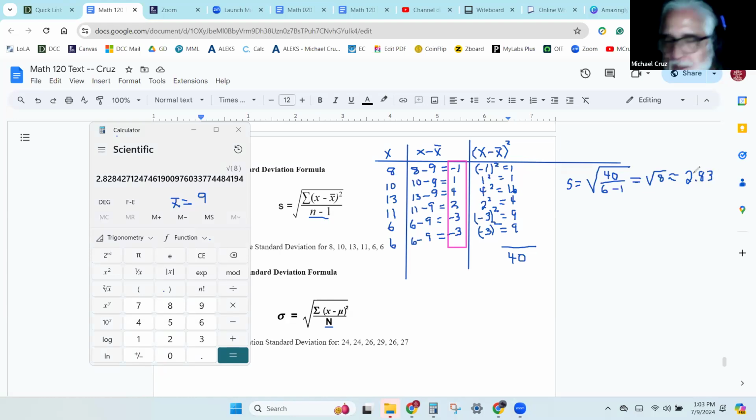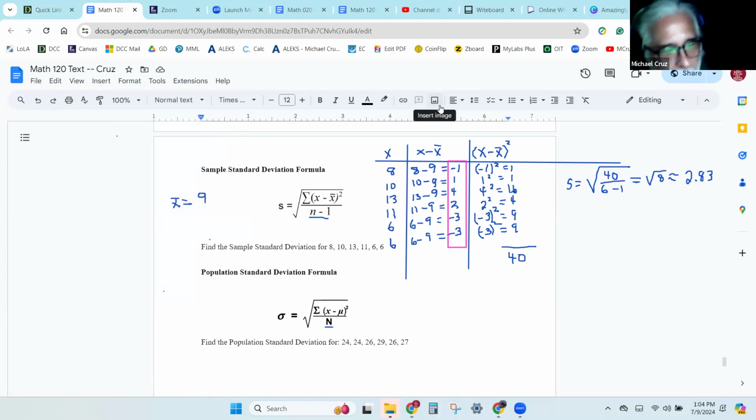All right, so this is the most intensive calculation in this whole chapter. It's got a lot of steps, so don't be afraid if you have questions, because it's a bear of a problem as far as calculations are concerned.